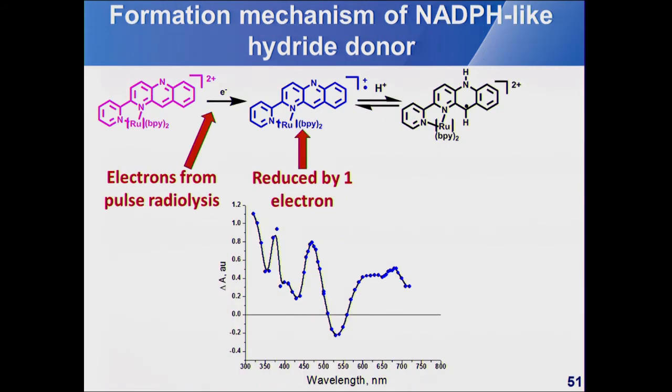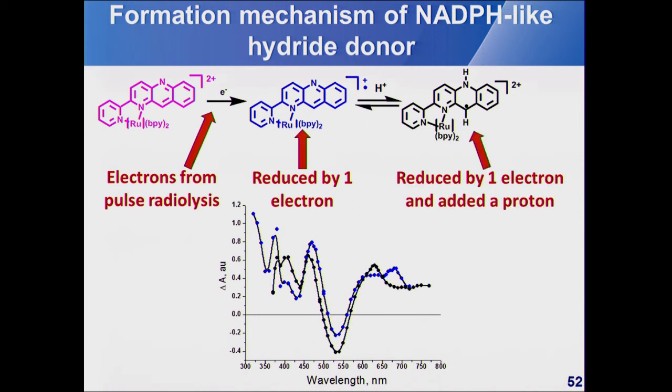Again, we turned to our favorite technique, pulse radiolysis, which allows us to place 1 electron at a time on our molecule. And for example, the data here shows the spectroscopic signature for a singly reduced version of our precursor. And if we put a proton on this reduced species, we see the spectrum is very different, so we can tell apart these two.